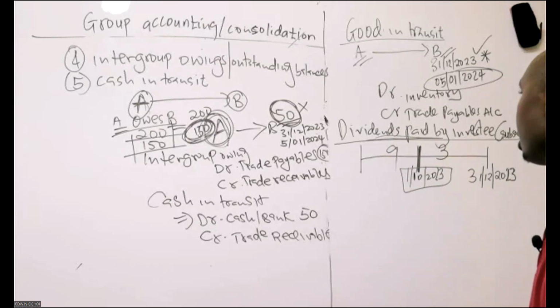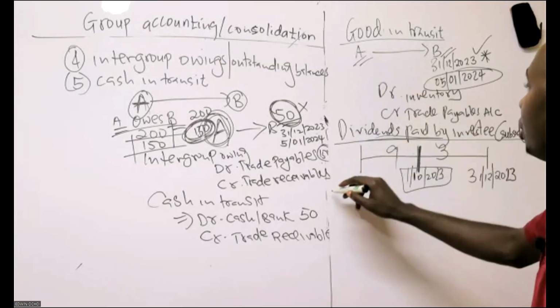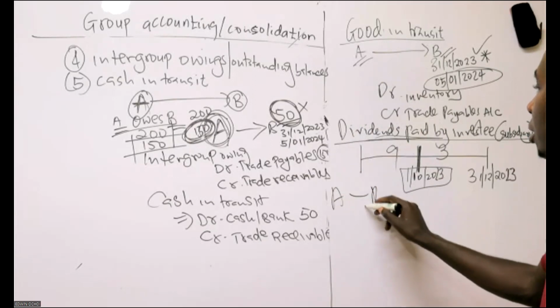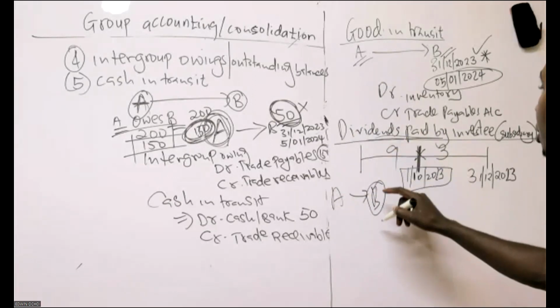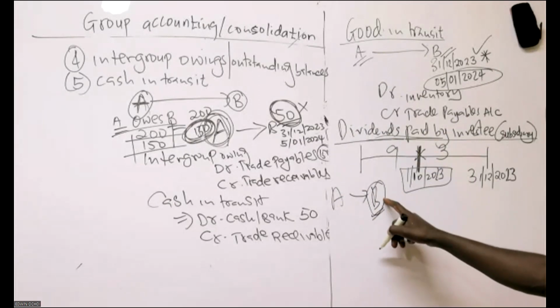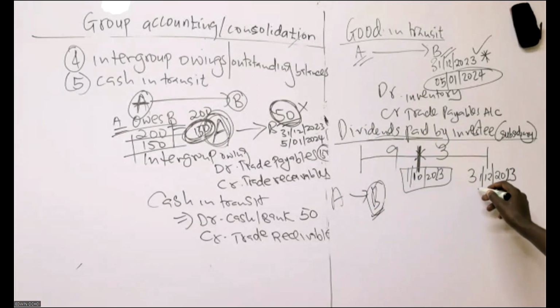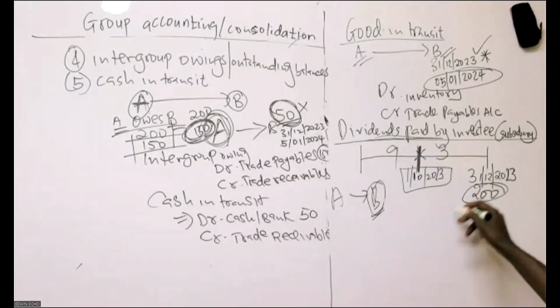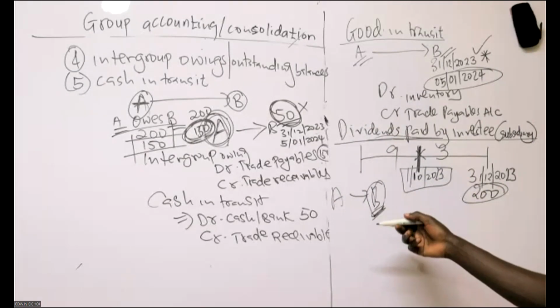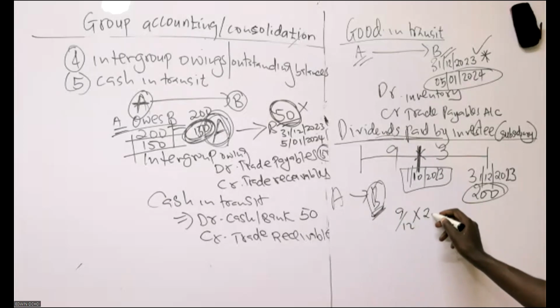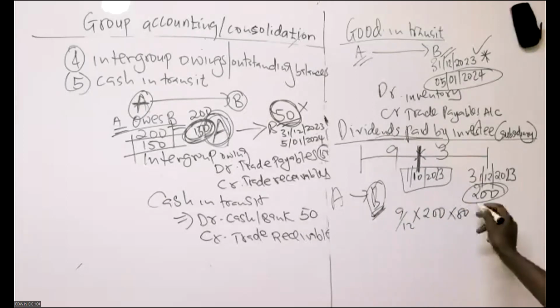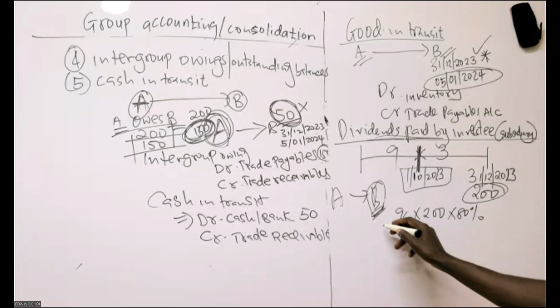So let's say we have A which acquired B. Then B was acquired during the year. So for me to use the dividends, B must have been acquired during the year. Then it paid a first and final dividend at the end of the year, let's say of 200. So where would I use my dividends? So you apportion these dividends for months. So 9/12 of 200, let's say times the percentage, if the subsidiary was acquired 80% for 9 months.